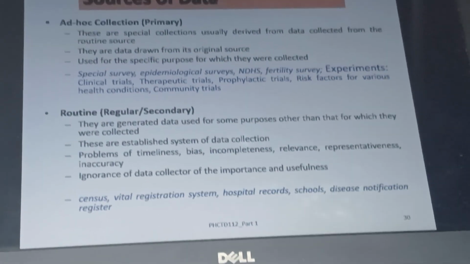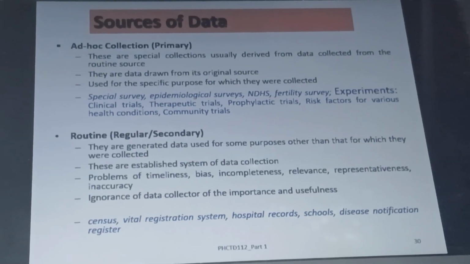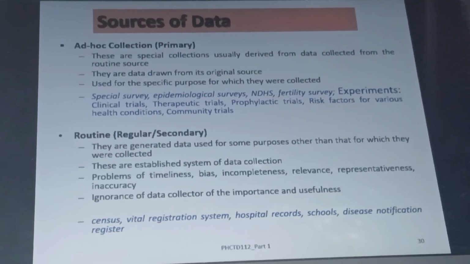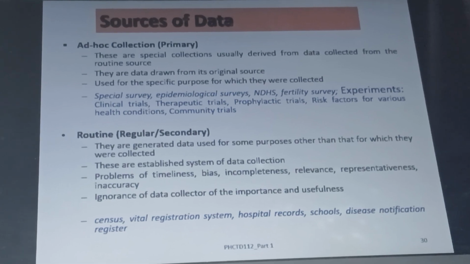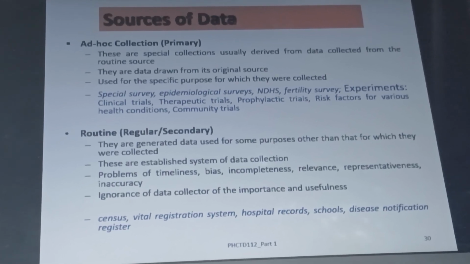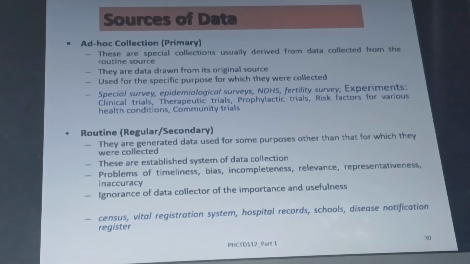Sources of data. We have two major types of sources of data, two major sources of data. We have the ad hoc collection, which is normally known as primary source of data, and we have the routine, which is commonly known as secondary source of data.